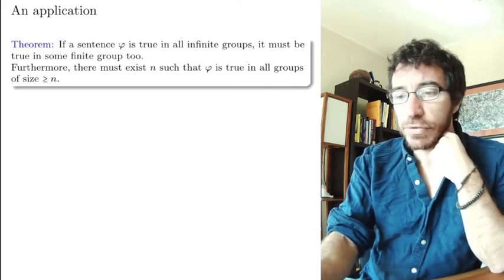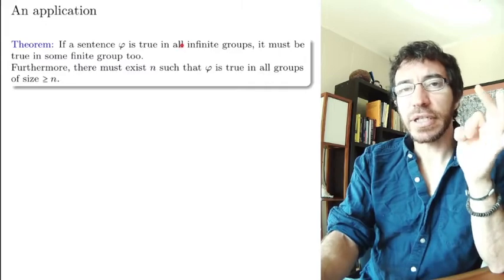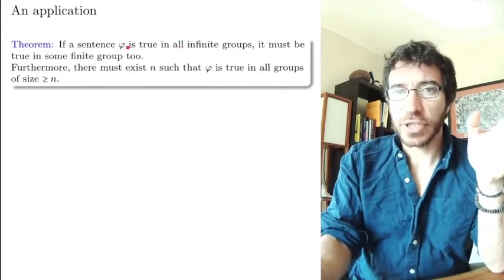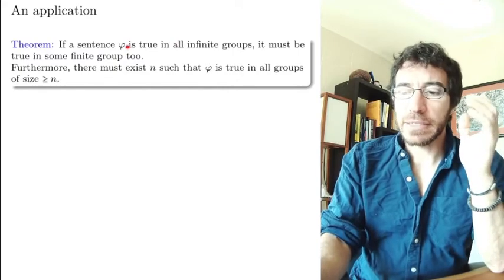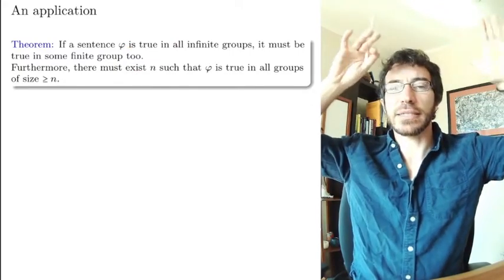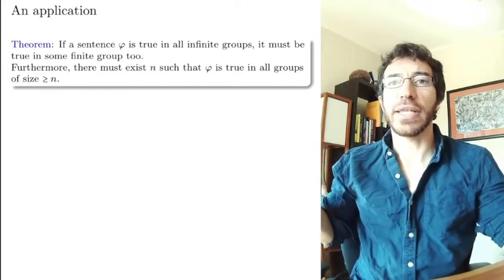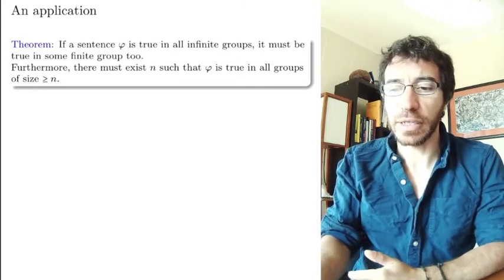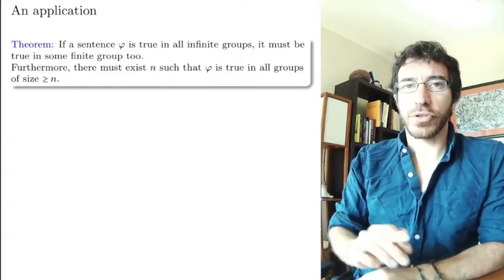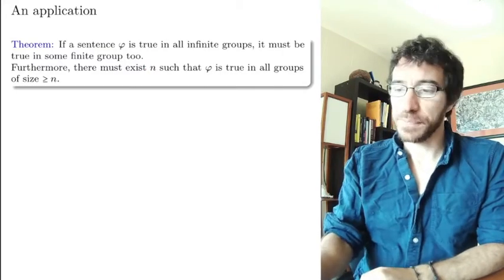So if you can prove that phi is true in all infinite groups, and phi is a first order sentence, then it must be true on all groups that are sufficiently large, of size larger than some finite n. Okay, so even though you didn't prove anything about the finite groups, compactness is going to get you the result for finite groups that are large enough.